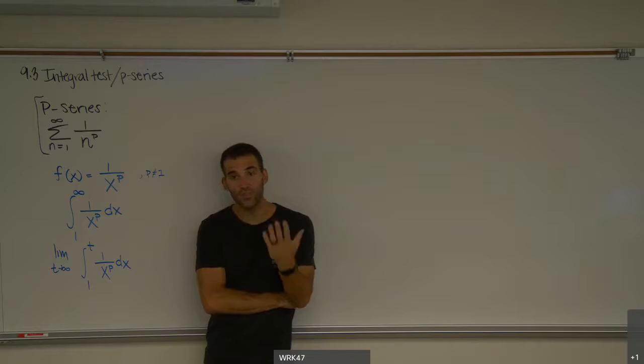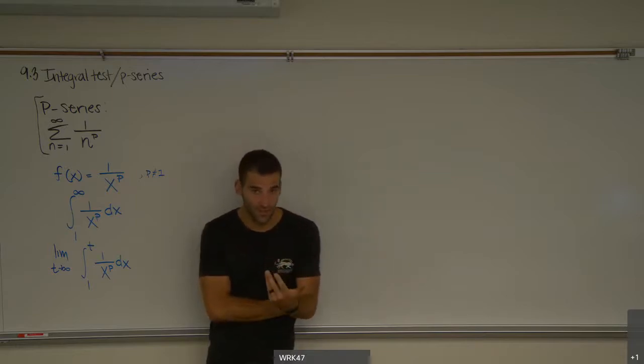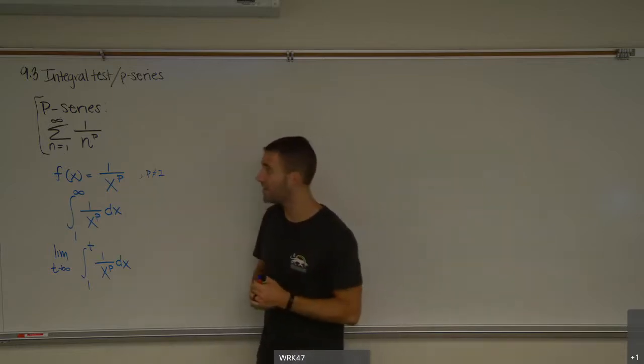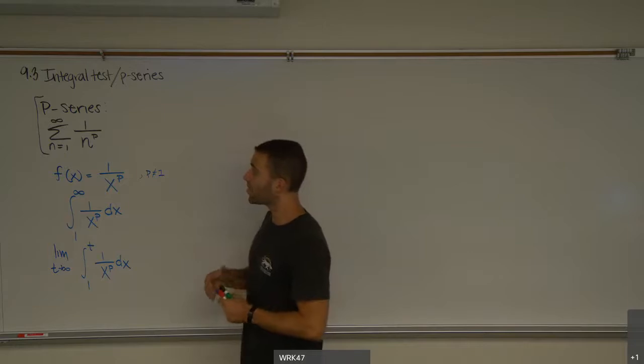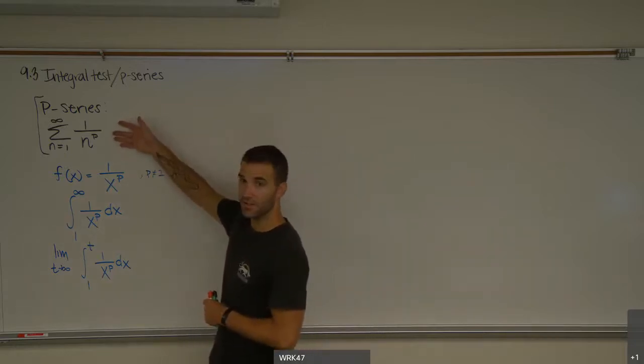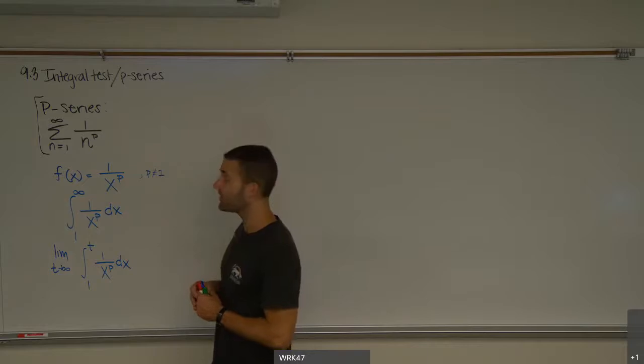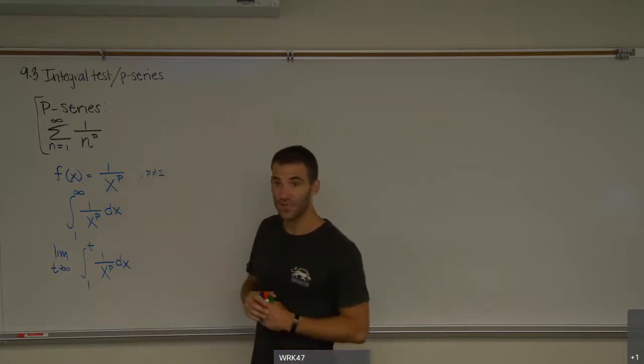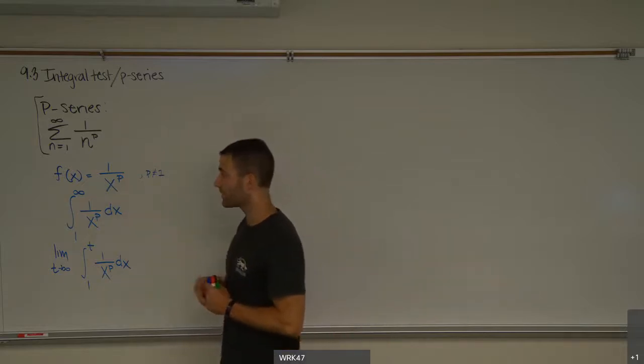So 1 over n squared, 1 over n cubed, 1 over n to the 1/2, 1 over n to the -3. p is some power of n. So we call it a p-series, 1 over n to the p. And what we're going to look at is how the integral test can answer a p-series in general. It'll tell me, given p, whether or not this series converges or diverges.